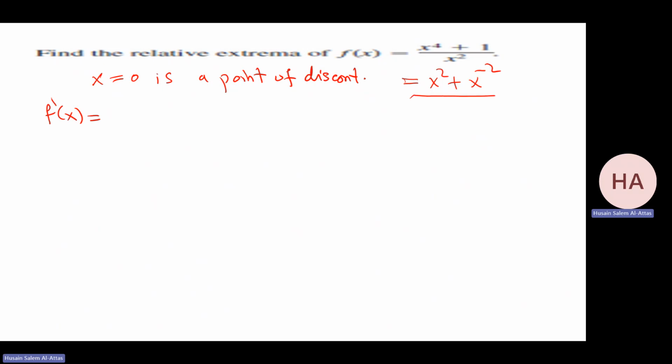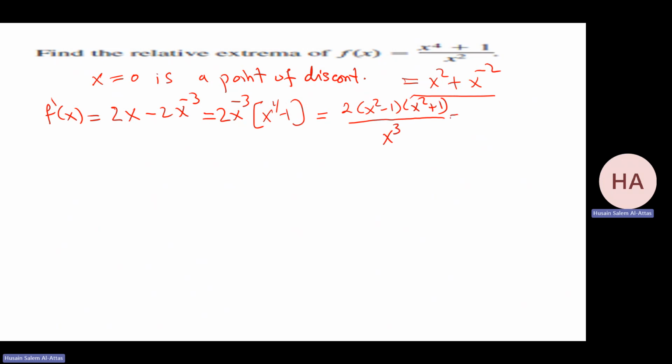Okay, let us do it from here to find the critical numbers. F prime will be what? 2x minus 2x minus 3. So take 2x minus 3 as a common factor. What's the remaining? Okay. I have x to the power 4 minus 1. And that gives me what? 2 times x squared minus 1 times x squared plus 1 over x cubed. And that gives me 2 times x minus 1 times x plus 1.